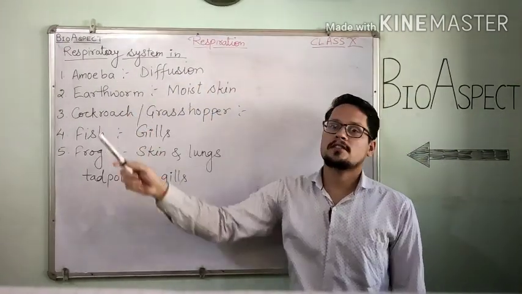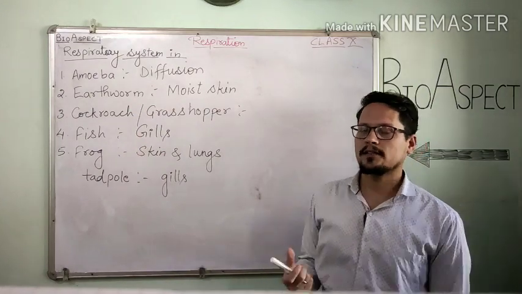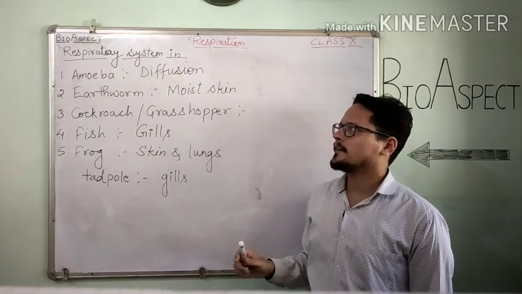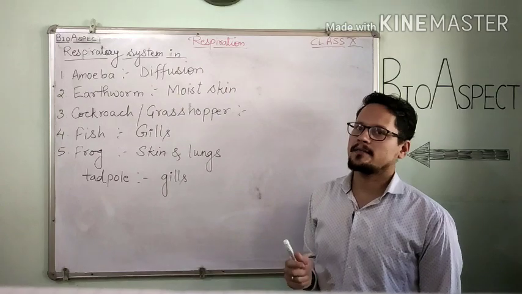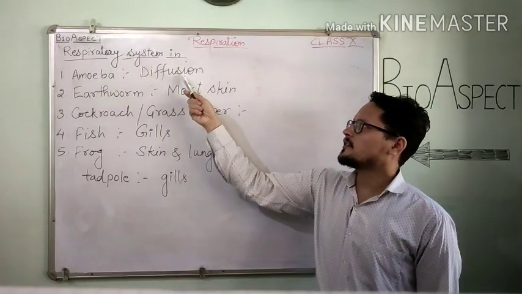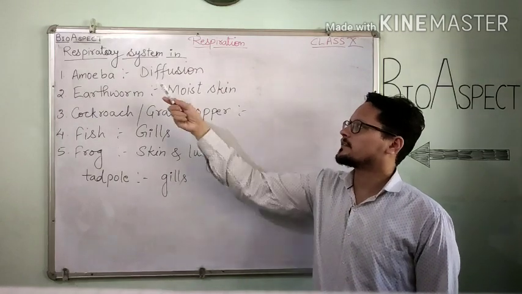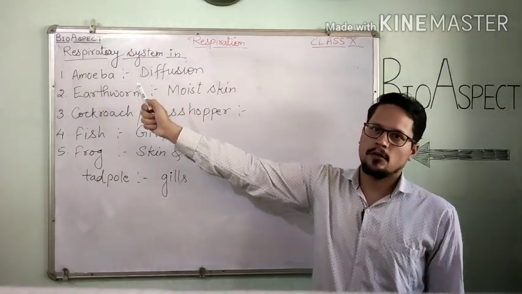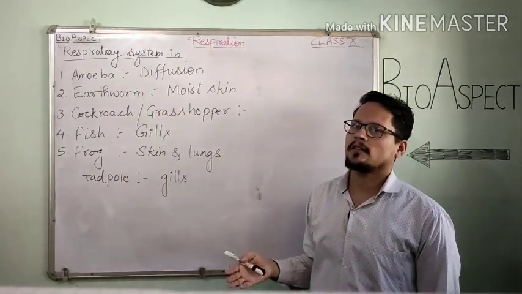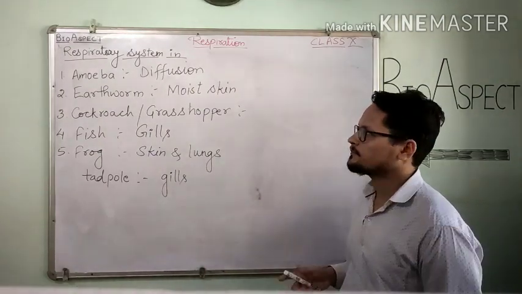The different organisms have different respiratory systems. Starting with amoeba, which is unicellular, its body is composed of a single cell. It does not have a separate respiratory system. Diffusion is the process by which air enters into its body through its plasma membrane. And by the same process, carbon dioxide is released out.